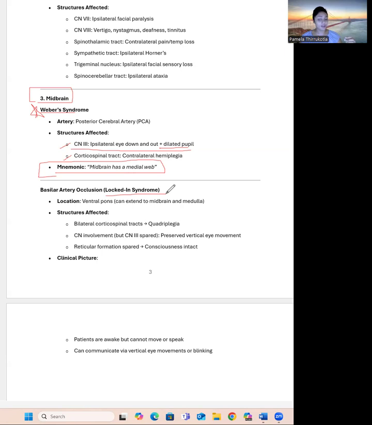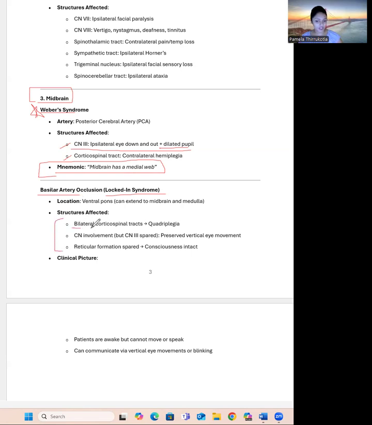So when there is a lesion to the ventral pons, which can also extend sometimes to the midbrain and the medulla, your patients will end up having a locked-in syndrome because now you have your midbrain, medulla, and pons also involved, right? And it's a basilar artery occlusion completely. So what are the structures involved?